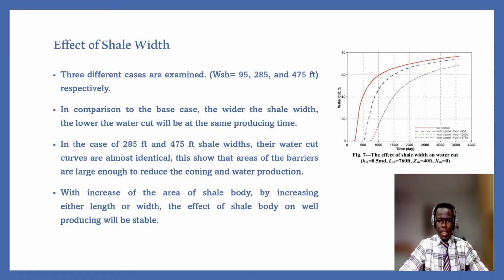So this implies that the area of the barrier is large enough to reduce the coning and water production. Also, with the increase in the area of the shale body, which is by increasing either the length or the width, the effect of the shale body on the well producing will be stable.